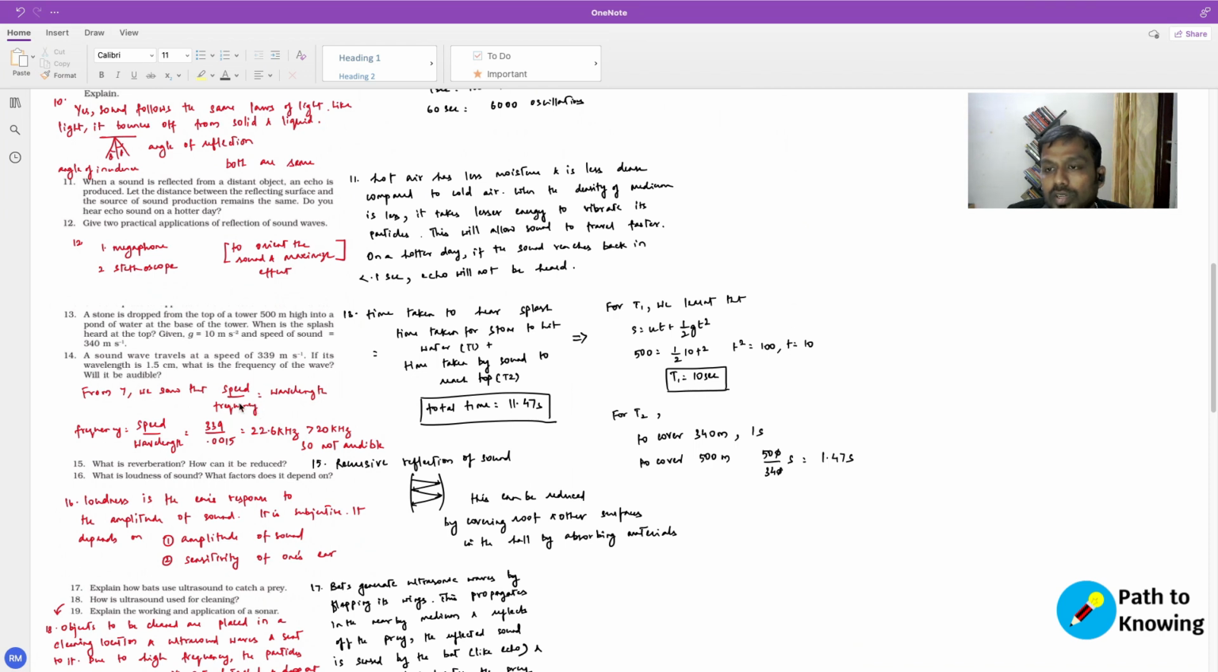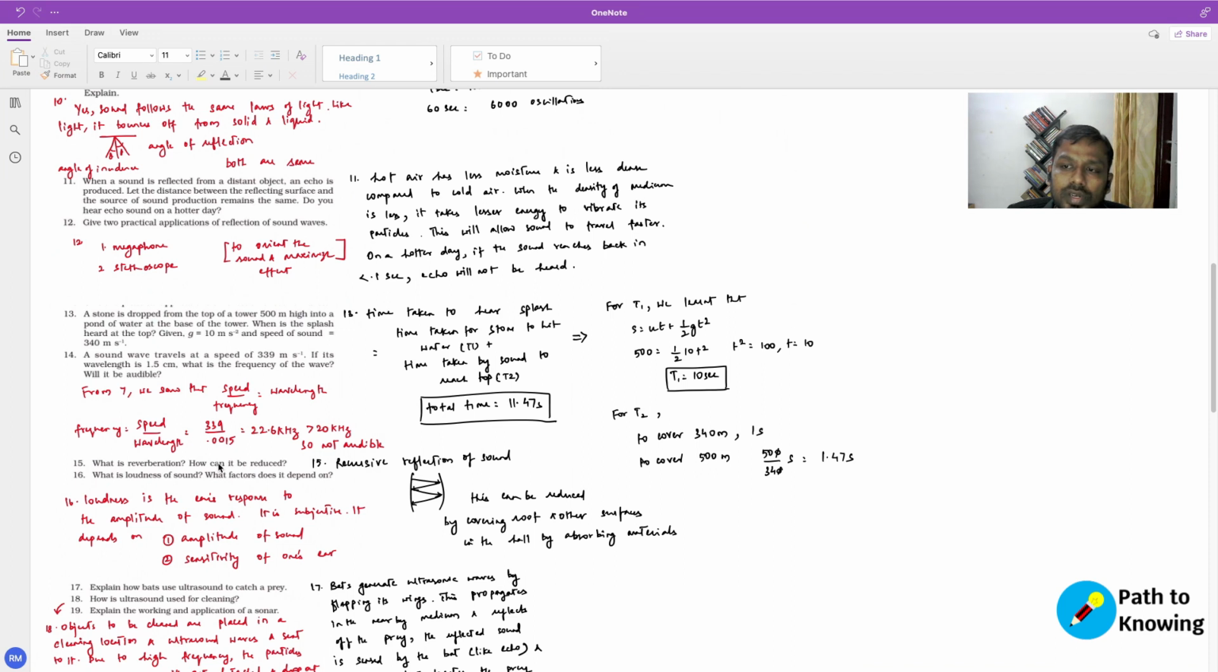So speed over frequency is equal to wavelength. Which means that when you bring wavelength to the denominator and get frequency on top, frequency is equal to speed over wavelength, right? Which is equal to 339 divided by the wavelength, 1.5 centimeters. When you convert it into meters, it is going to be 0.0015. And that comes to approximately 22.6 kilohertz, which is clearly over the audible frequency range, which is 20 hertz to 20,000 hertz. So this is not going to be audible.